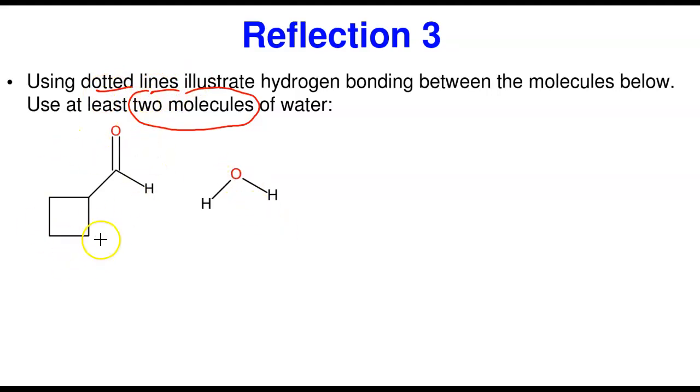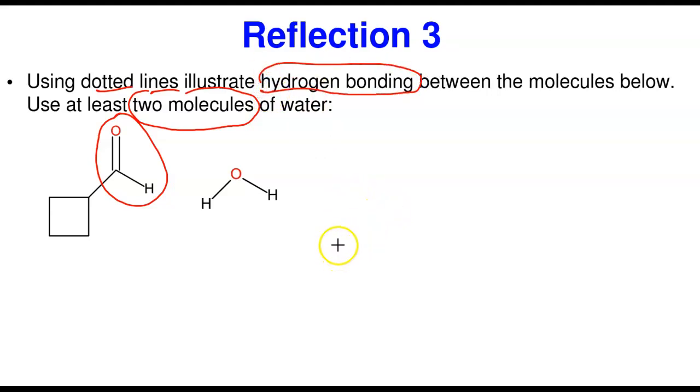This is actually an aldehyde. Of course, this is your cyclobutane. If you put an aldehyde here, you found out that this is an aldehyde now connected to a cyclobutane. So we want to know how this will hydrogen bond. Remember, it can form hydrogen bonds with water. So what we're going to illustrate is hydrogen bonding. So what are we going to do?